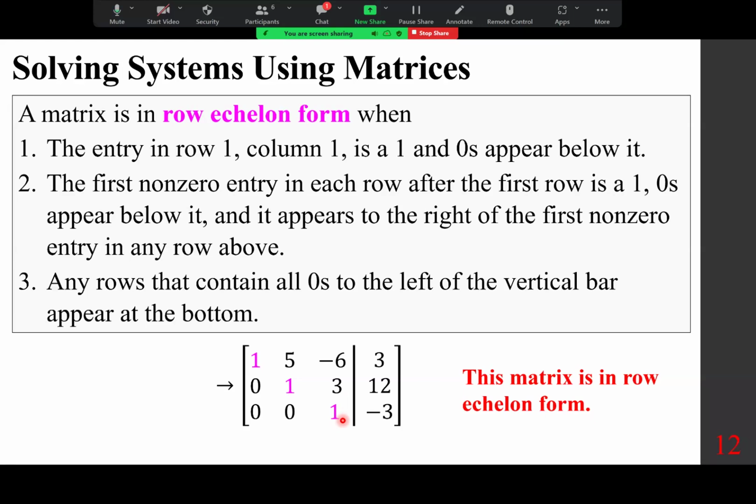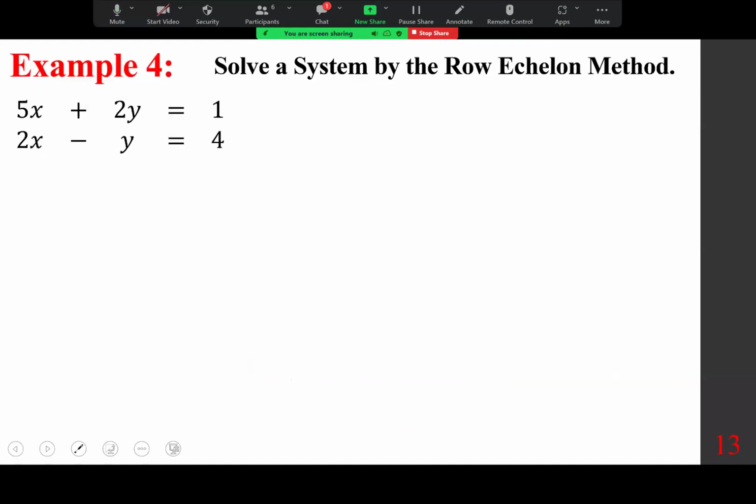And that's the idea. We want to go with the augmented matrix, bring it to this format, which is called echelon form. And I hope you recognize if we go with x, y, z, this means z equals -3. So you have one of them and you can do the back substitution to solve. So let's look at a very simple example. We want to solve a system by the row echelon method.